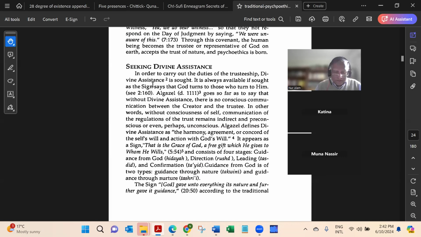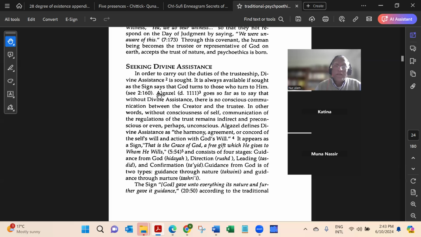Seeking divine assistance in order to carry out the duties of trusteeship. Divine assistance is sought. It is always available if sought, as the sign says that God turns to those who turn to him.